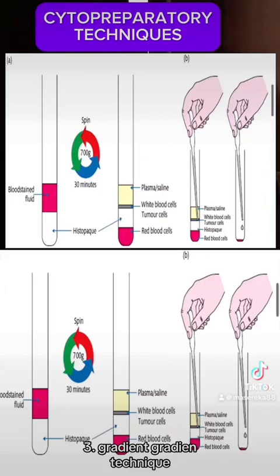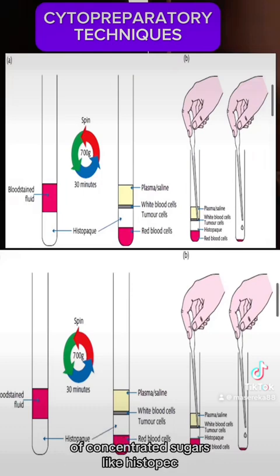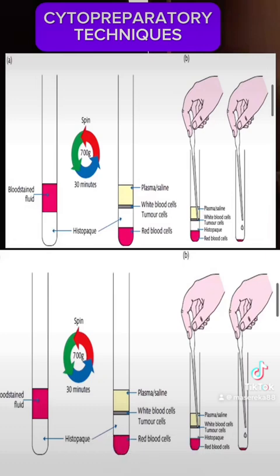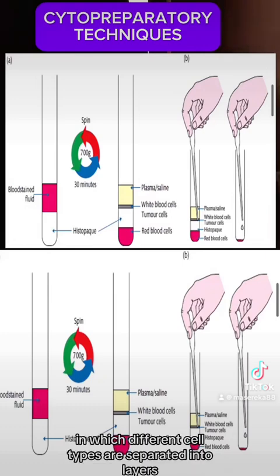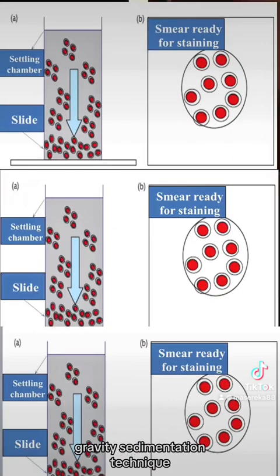Number 3, density gradient centrifugation technique. In this technique, a measured aliquot of the sample is carefully dispensed on top of a density gradient fluid of concentrated sugars like Histopaque, and the cell suspension is added as a top layer of the fluid. And finally, the whole mixture is centrifuged, in which different cell types are separated into layers according to their specific gravity.